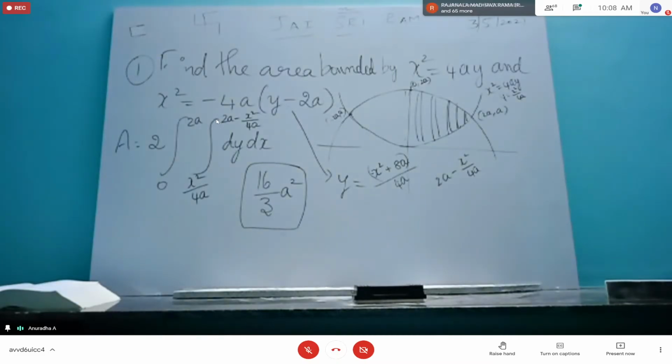Rectangle, square, all they will not ask usually, because for rectangle and square the limits are going to come as constant limits. 2 to 3, 5 to 7, like that, constant limits only will come because they are all straight line boundaries. So mostly they will not ask that.